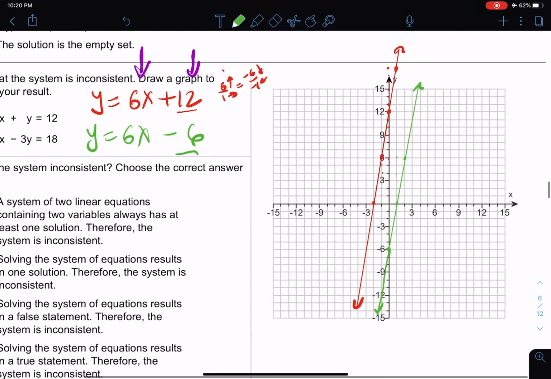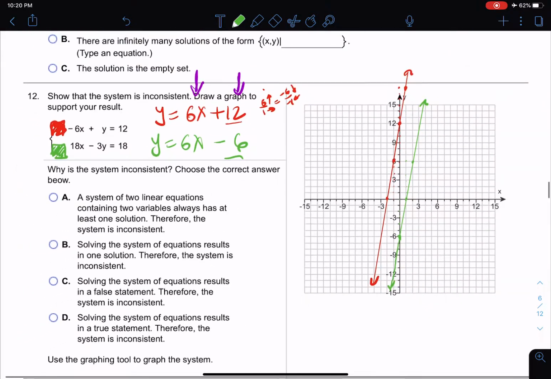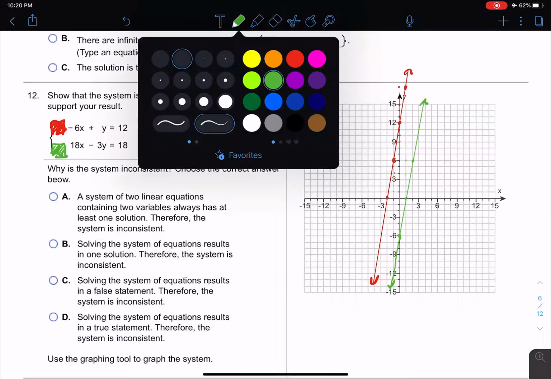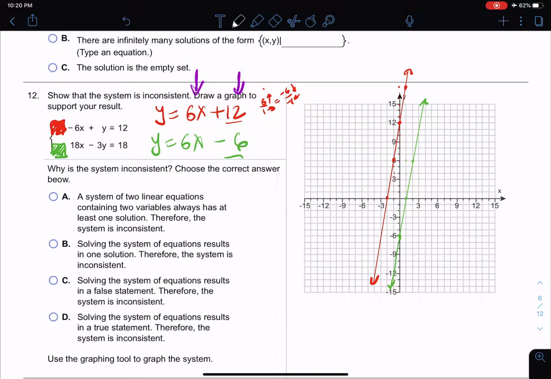It's called inconsistent. Let's see if we can figure out which one to select, which one applies. Choose the correct answer. The first one right here says, a system of two linear equations containing two variables always has at least one solution.